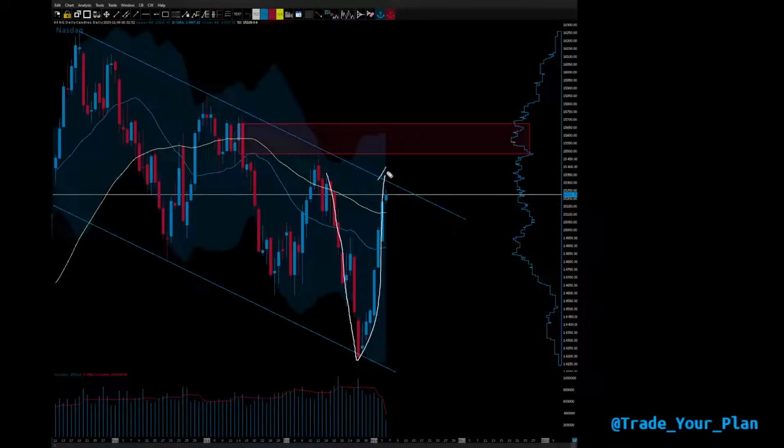What these typically produce are breadth thrusts. Everyone expects pullback, continuation, right? Would you guys not agree? I agree. Yep, sure. Everyone expects that.